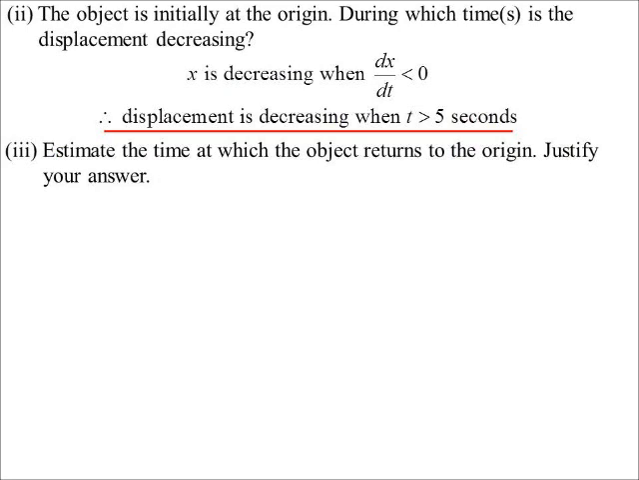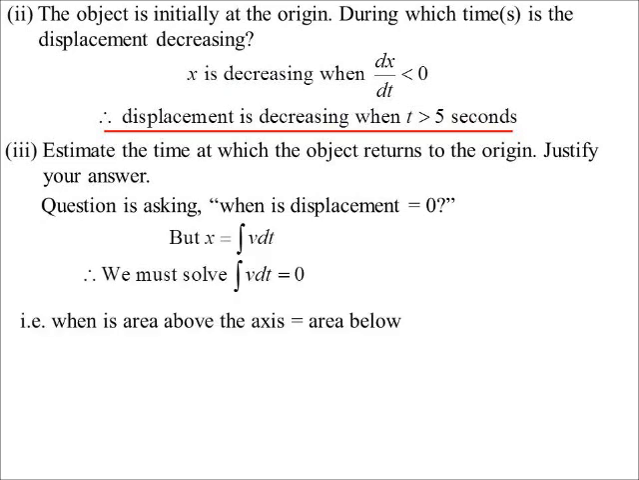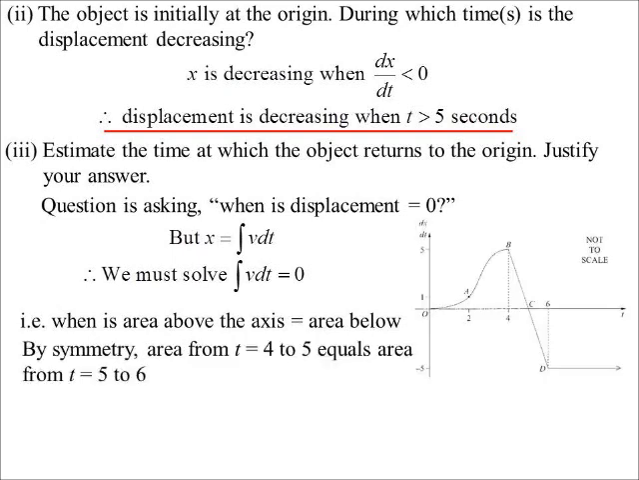Estimate, and it will be an estimate because that area we just worked out using Simpson's rule was an estimate. Estimate the time at which the object returns to the origin, justifying your answer. So you couldn't just randomly go, oh, I think it's at 10 or wherever. So again, it's saying when is displacement equal to 0? When is the area above equal to the area below? Displacement's the integral of velocity. We're solving when is that integral equal to 0? Area above, area below. So I've just redrawn the picture over here.